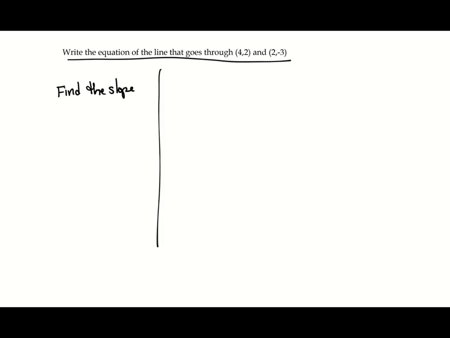So we're asked to write here the equation of the line that goes through these 2 points. So if you guys remember, what we were doing in class is we had to do 3 things. First, we had to find the slope. Second, we had to find the y-intercept. And lastly, we had to write the equation. It was a 3-step process.